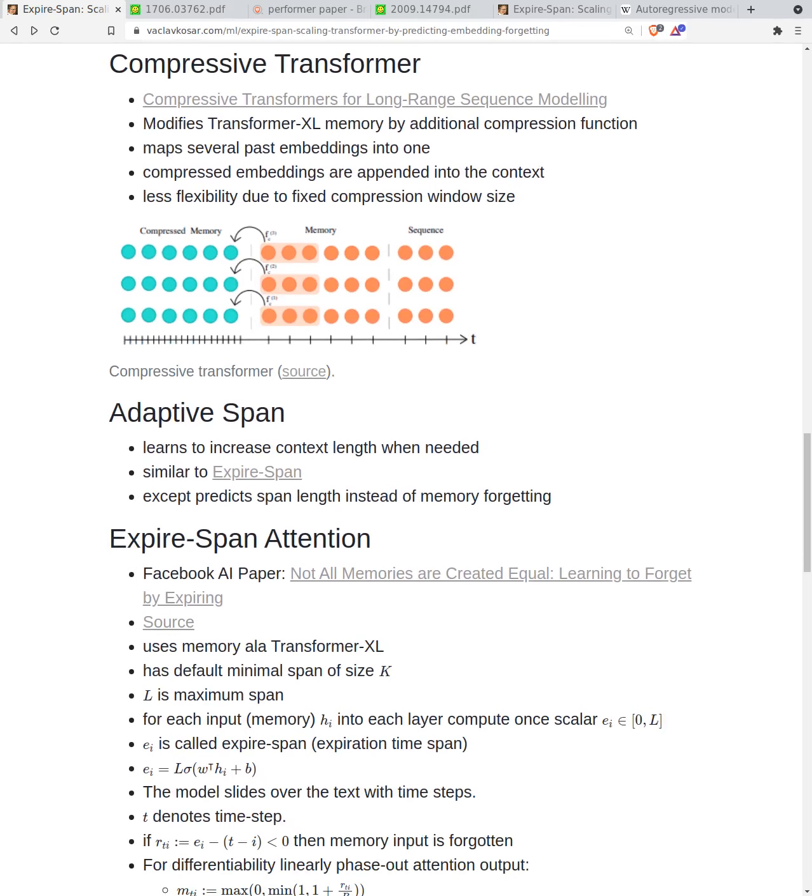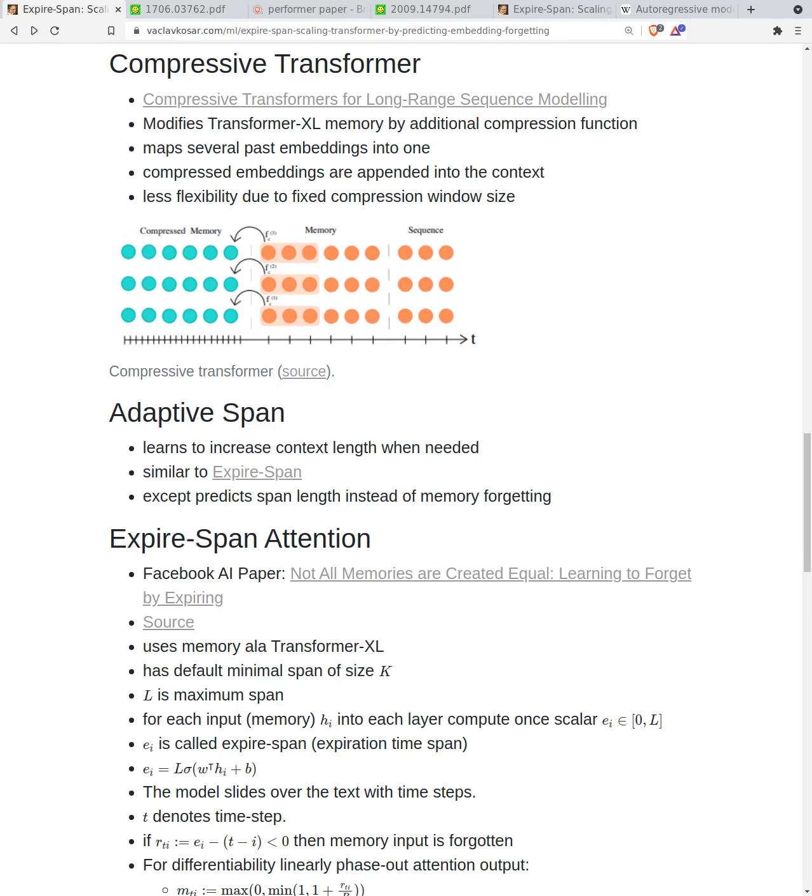What is the compressive transformer? The compressive transformer still uses a sliding window, but it also remembers the past, such that it still has the sliding window for the long-term past, but it compresses a fixed amount of tokens into some sort of compressed memory. It has an additional function which transforms, for example, the last three tokens that are about to drop from the context, and it produces one compressed token, one compressed embedding.